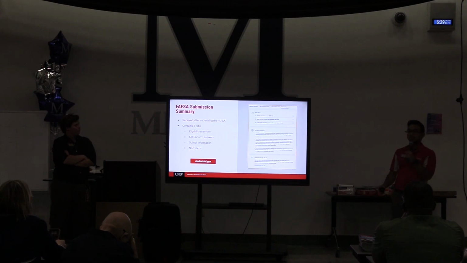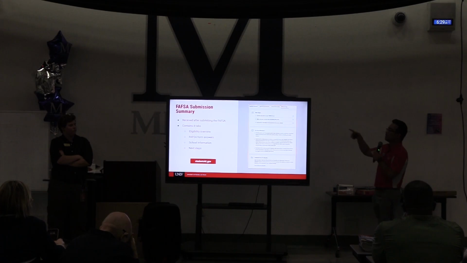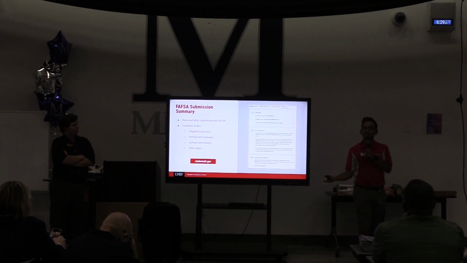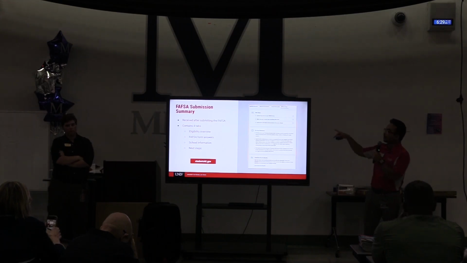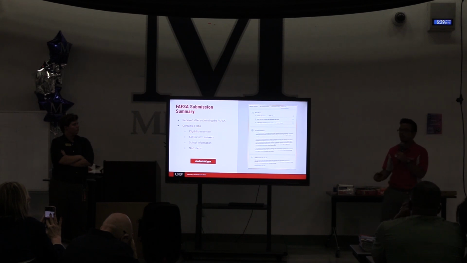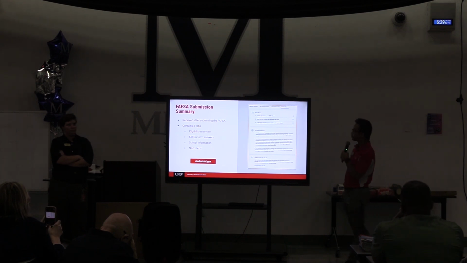Once both the student and the parent submit their portions of the FAFSA, you will receive what's called a FAFSA submission summary. It may take a few days to actually process after submitting. It's going to give you a quick rundown of what you may or may not be eligible for as far as federal aid.